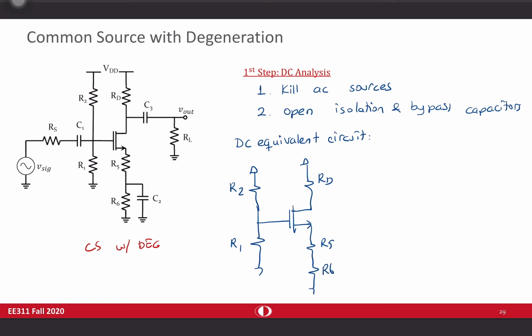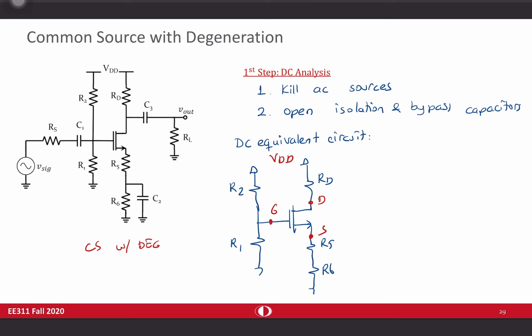You can even show this R5 and R6 as a single resistor with a value of R5 plus R6. Name the nodes, drain, gate, and source. So this is my equivalent circuit. It is almost the same as the common source one. In fact, it's exactly the same as what I have drawn in the previous circuit. So DC-wise, nothing is different. You know, if you choose R1, R2, RD, and RS the same, for example, DC-wise, nothing will change.